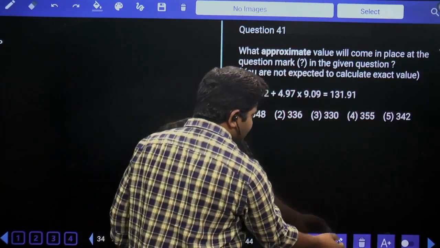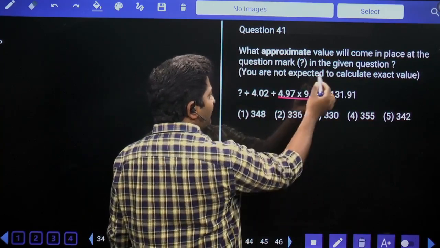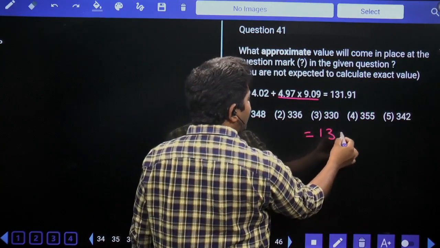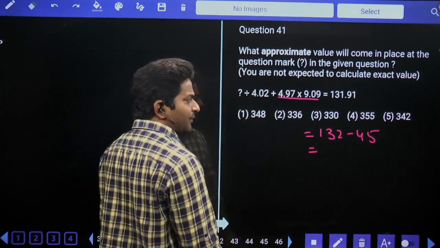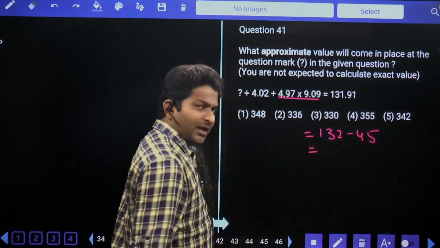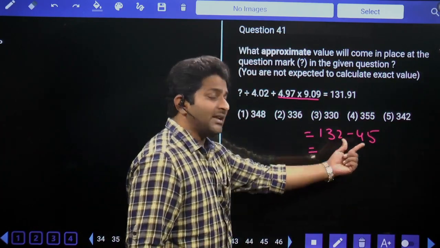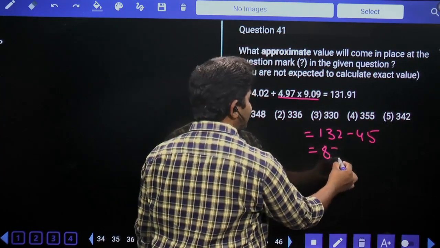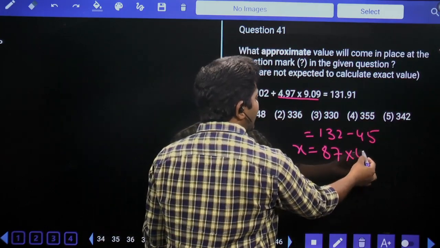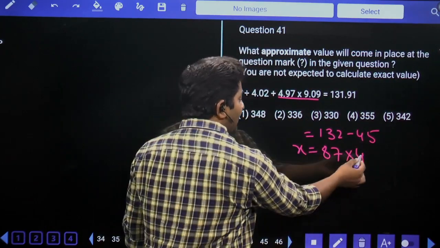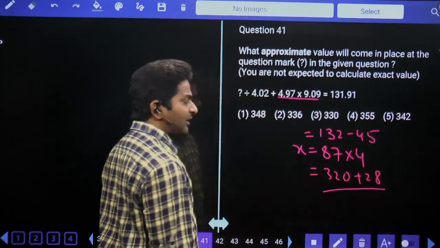These are approximations, our interesting topic. 5 into 9, 45. Take 45 to the other side. 132 minus 45. First subtract 32, again we have to subtract 13. When you subtract 32, 100 minus 13 is equal to 87. X by 4 is equal to 87. X is equal to 87 4 times. 80 4 times is 320, 7 4 times is 28, total 348.